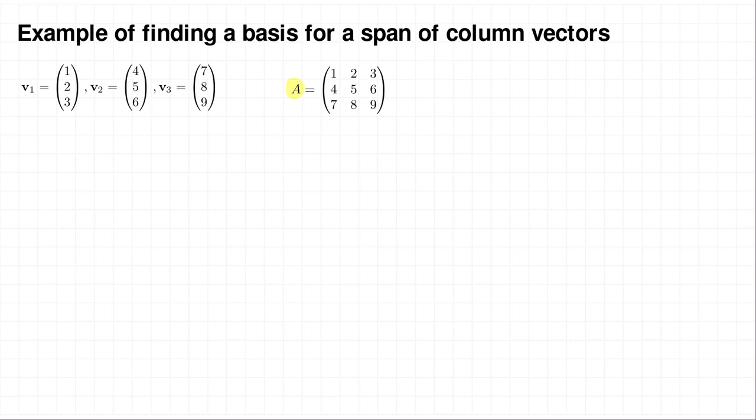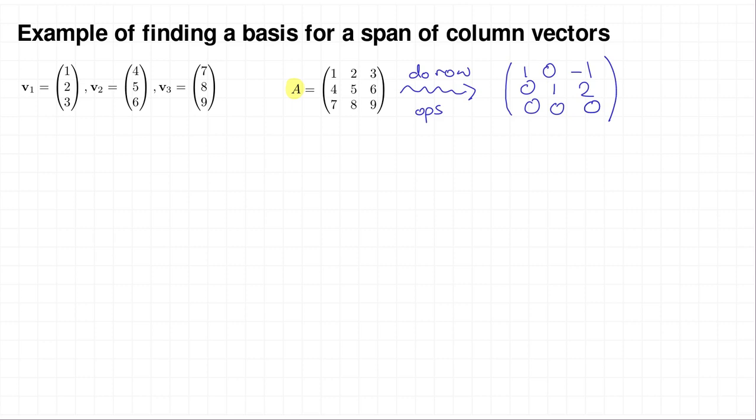Our procedure then told us to do row operations until we reached a matrix in row reduced echelon form. So what you should do now is pause the video and do row operations to the matrix A until you reach a matrix in row reduced echelon form. So do that now. Okay, I hope you did it. The answer that you should get is 1, 0, minus 1, 0, 1, 2, 0, 0, 0.